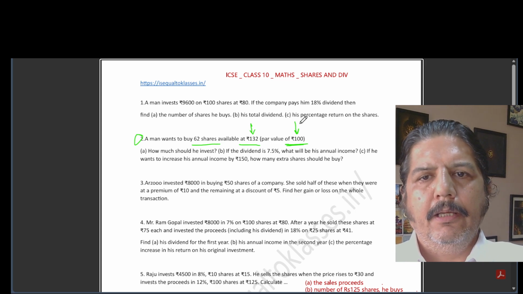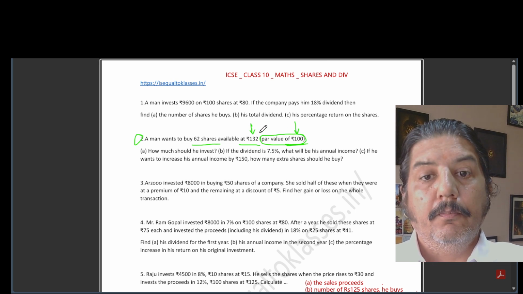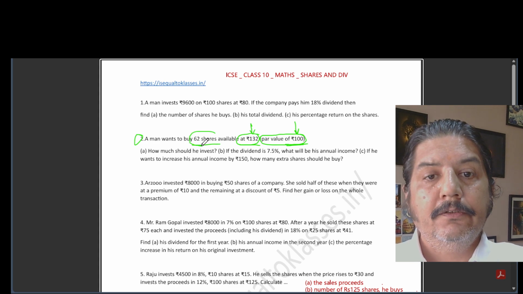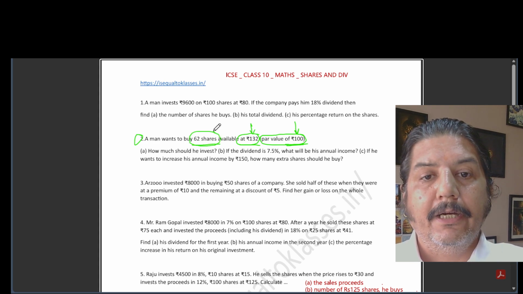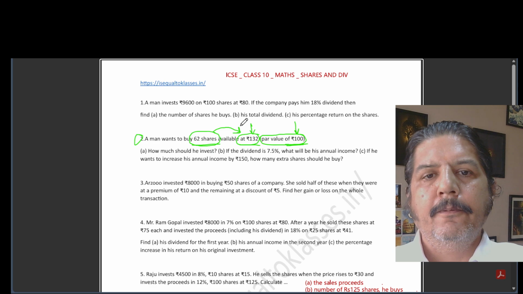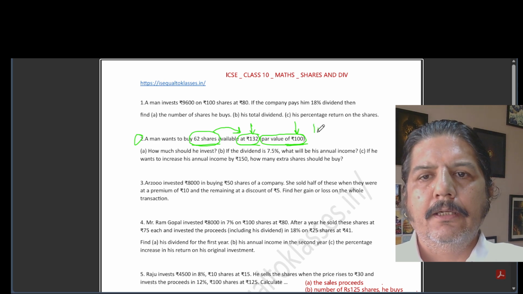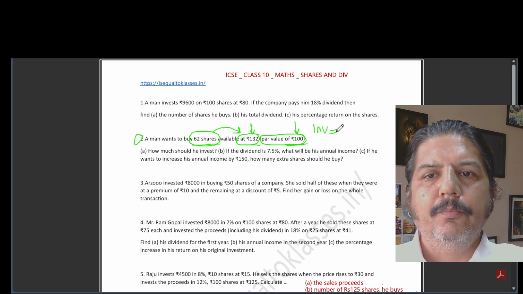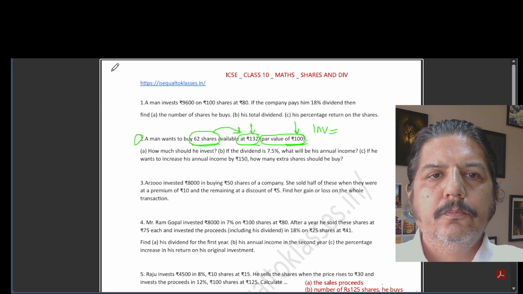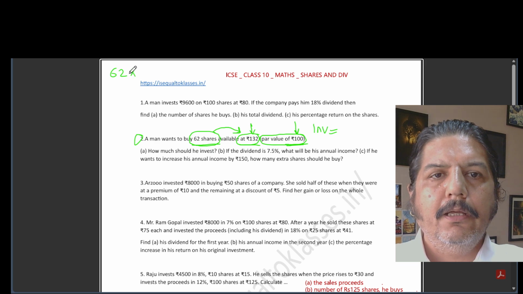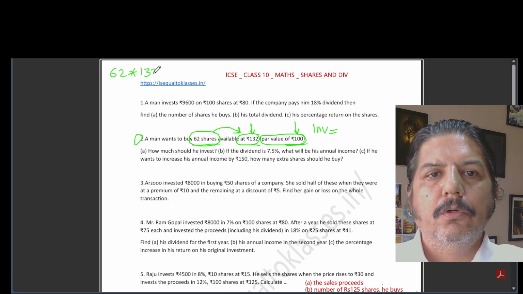At premium implies that the par value is rupees 100, the nominal value is rupees 100, but the market value is rupees 132. And if I want to buy these 62 shares, I will have to buy these shares from the market at the rate of rupees 132 per share. So the investment that I'll have to make would be equal to 62 multiplied by 132. Remember that.